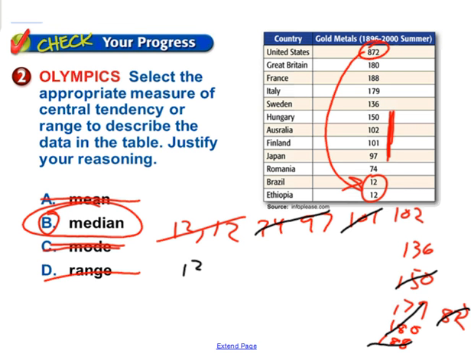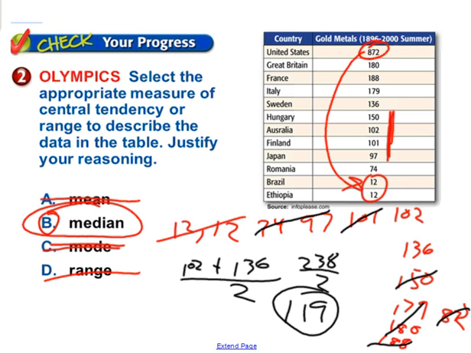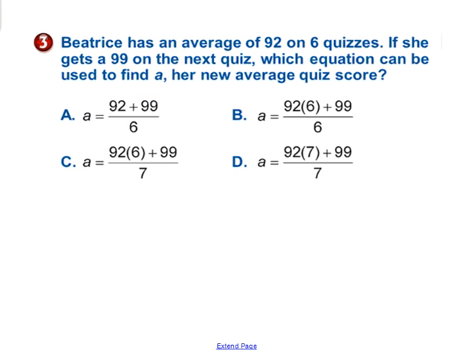So I'm going to say 102 plus 136 divided by 2. So that would be 238. 238 divided by 2 is 119. All right, and that's the median.